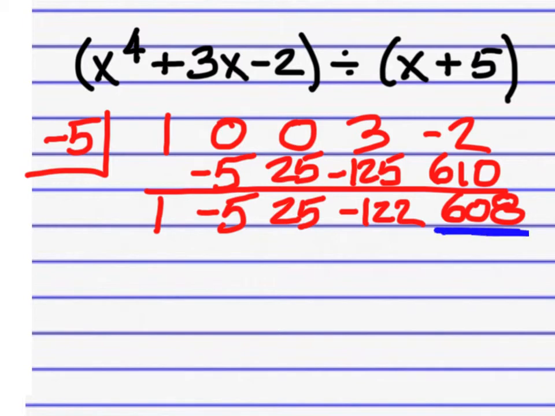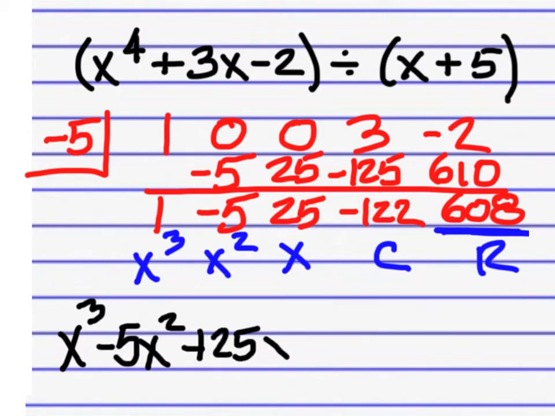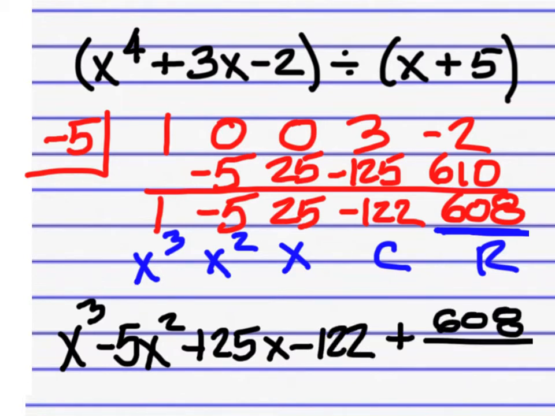So down here is your remainder. That's a constant. That's an x term. That's an x squared. And that's an x to the third. So let's write this out. You have x to the third minus 5x squared plus 25x minus 122 plus 608 over x plus 5.